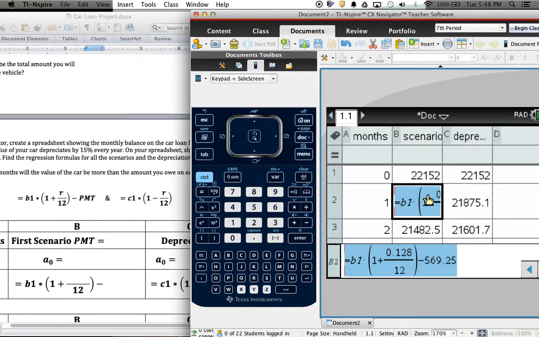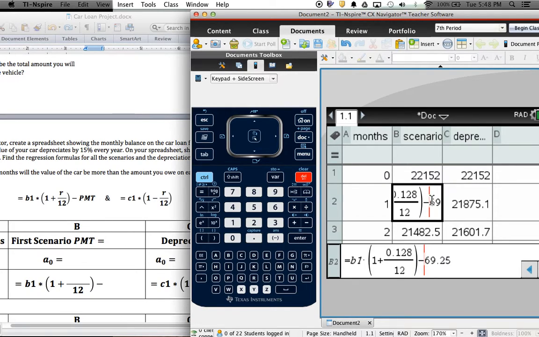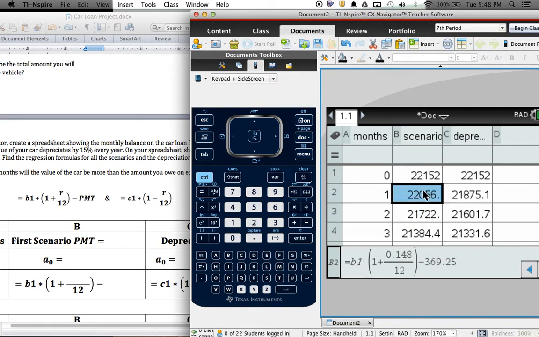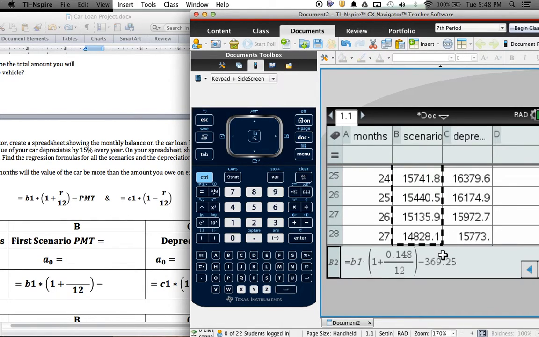Okay, and conversely, for the third scenario, if we paid $369, so $100 less, if you pay less, your interest rate is going to be higher. So notice I changed, instead of 12%, it was now 14%, and I changed my payment amount. Okay, and you can extend that all the way down.